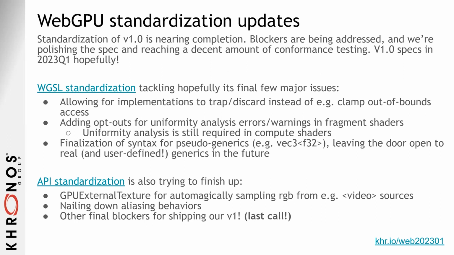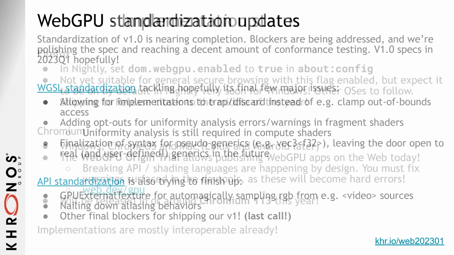We're also nailing down aliasing behaviors. So when you alias data, what happens, what is guaranteed to happen and what is not guaranteed to happen, and is kind of left as optimization opportunities. And then other minor final blockers for shipping our V1. This is kind of the last call for features shipping in V1. We have a whole list of things we're going to talk about post V1, is what we call it. But V1 is closing soon.